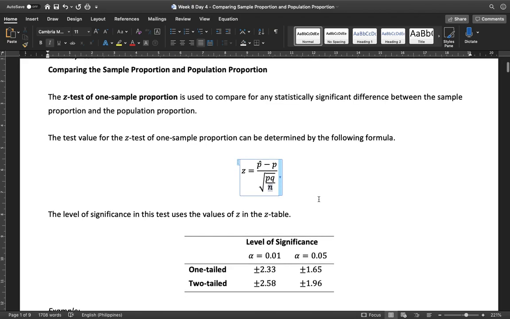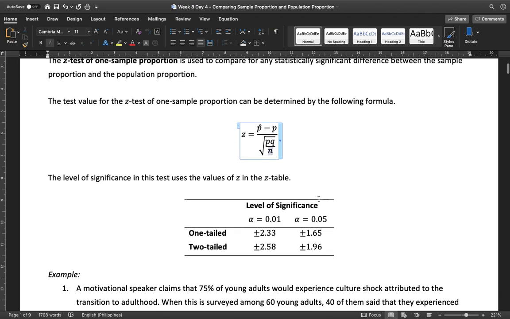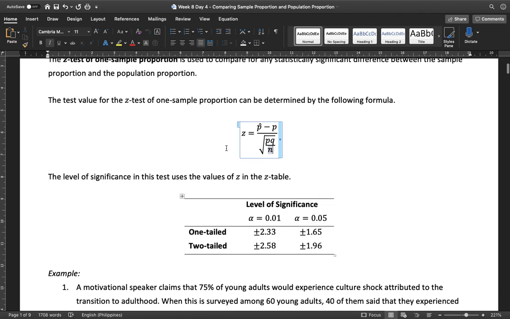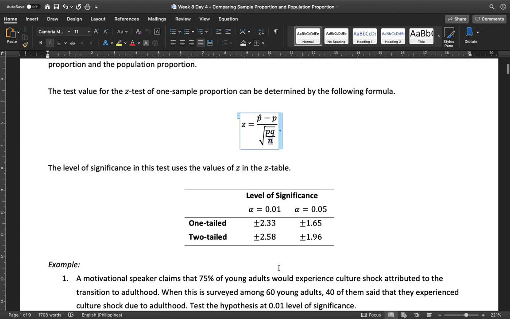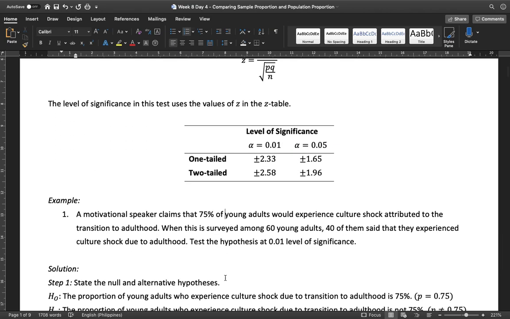So, ano yung gagamitin nating critical values dito? Given a level of significance, we still make use of the same table that we had dun sa last lesson natin about comparing sample mean and population mean when the sample size is large. Di ba gumamit tayo ng Z distribution dun? Dito naman kay population proportion, ganun din gagamitin natin. We make use of the Z distribution. So, same lang din naman. Kailangan alam natin kung 1-tailed or 2-tailed siya and kung ano yung level of significance natin, kung 0.01 ba or 0.05.